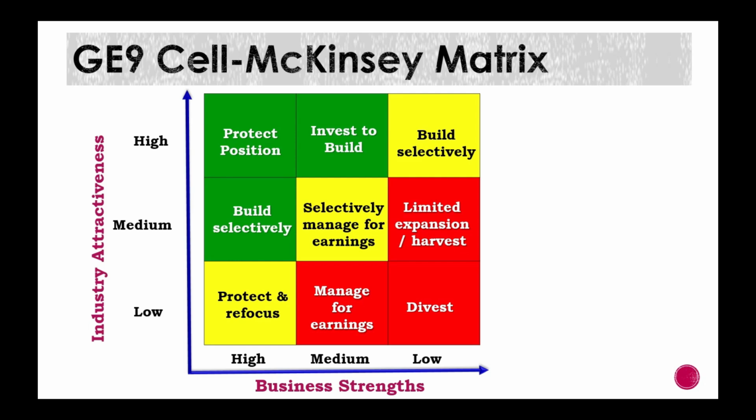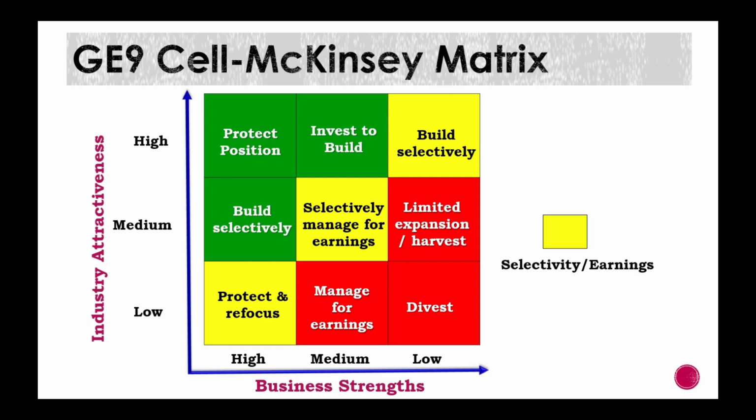If you look at the right hand side lowermost quadrant, which is in red color, which is against the low industry attractiveness and low business strength, it means here the company should think of divestment decisions. Likewise, you can explain each of the quadrants or cells of the GE9 Cell Matrix, and based on that, the business decisions on investment priorities can be taken by large conglomerate companies.